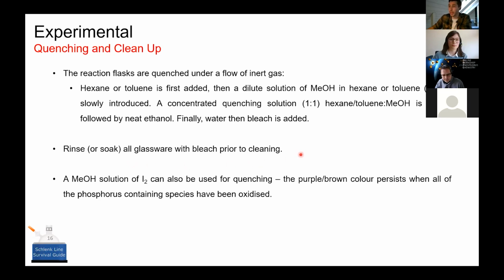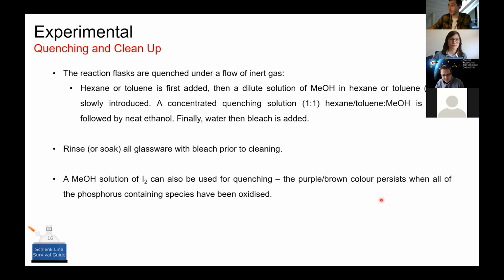And one thing that's also helpful, either during the preparation of TMS phosphine or in later syntheses using TMS phosphine, is to prepare a methanolic solution of iodine, which can also be used for quenching. And this acts as an indicator to know when all of your phosphorus containing species have been oxidized. So when the purple brown color of iodine persists, you know that all of your phosphorus containing species are safely quenched.